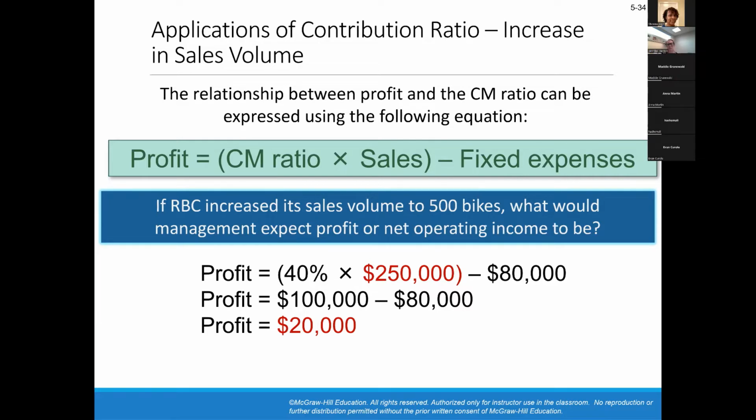We looked at it already on the contribution income statement. This is not laying it out that way. This is looking at, okay, I know what my contribution margin ratio is, so how am I going to figure that out without having to put it in that format? So we look at the contribution margin ratio of 40%. We're going to multiply it by our sales and we get 100,000. And then we subtract out those fixed expenses to come up with a profit of 20,000, which is the same thing that we just calculated.